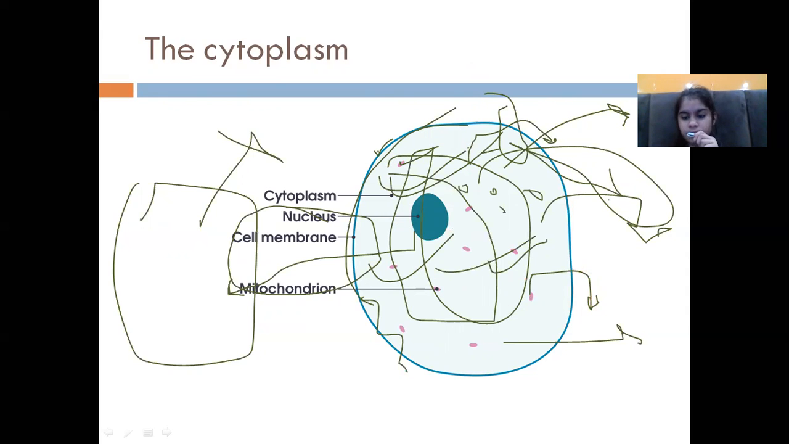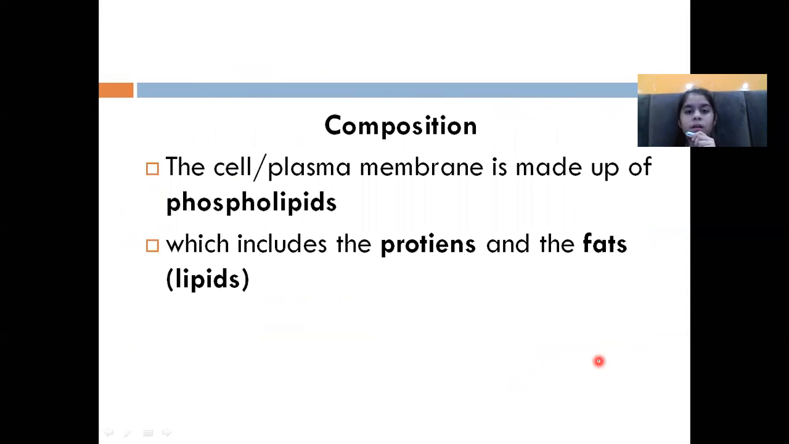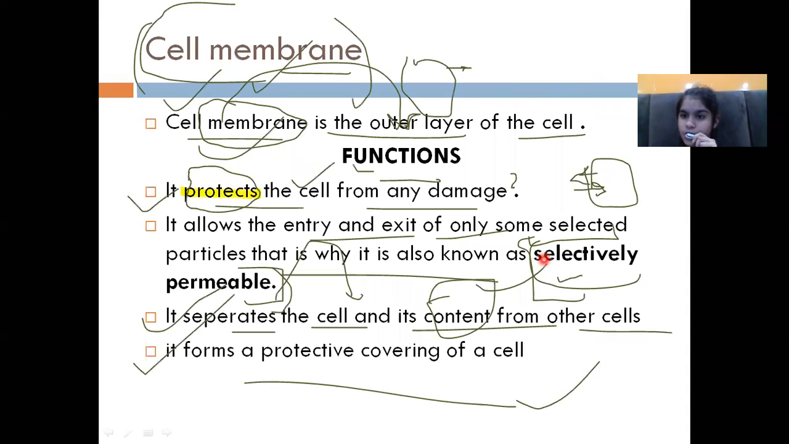Okay, clear everyone? It also forms a protective covering of the cell, as I told you. Now, are the functions of the cell membrane clear to you? So what were the functions? First, it protects the cell from any kind of damage. Then it allows the entry and the exit of only some particles. That is why we say it's selectively permeable.